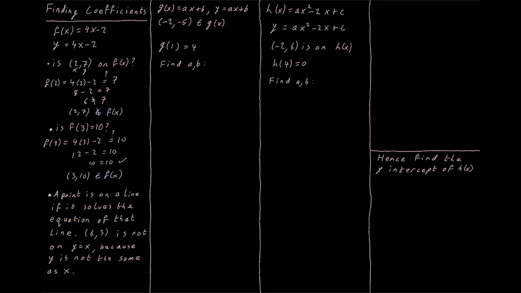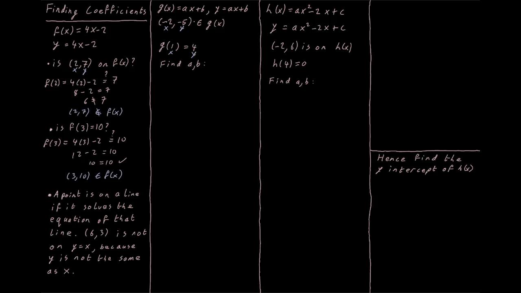So if we know g of x is a straight line, it's in the form y equals mx plus c. So we know we've got a straight line, and we know these 2 points are on the line. So (-2, -5) is an element of g of x, so that's a point on the line. When x is -2, y should be -5, and g of 1 is equal to 4. That means if we input x is 1, we should output y is 4.